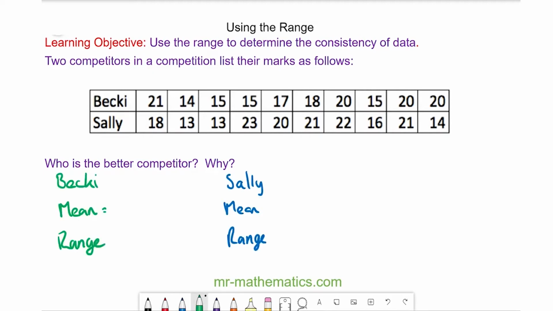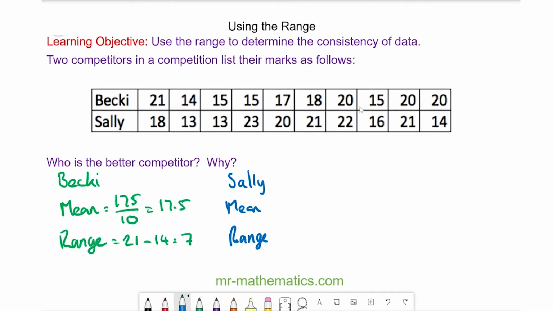Becky's mean average will be the total of her scores, which is 175 divided by the number of games, which is 10, which is 17.5, and the range is the biggest value, which is 21, minus the smallest value, which is equal to 7. For Sally, her mean average is the total of 181 divided by 10, which is 18.1. And the range is the difference between the biggest and the smallest, which is 10 marks.